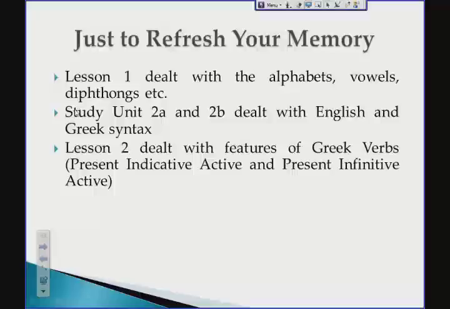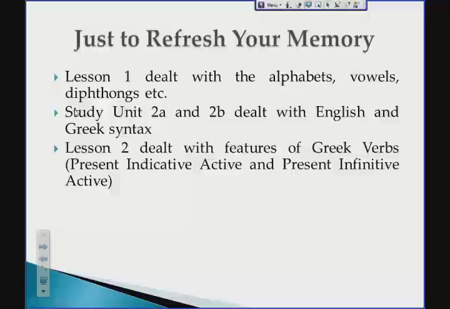Please remember all those conjugations. How do you conjugate a Greek verb? I'm just welcoming some few students in my class, the contact students, but we continue with the class, just refreshing your memory of what you have done already.